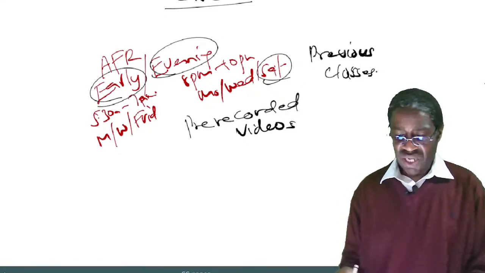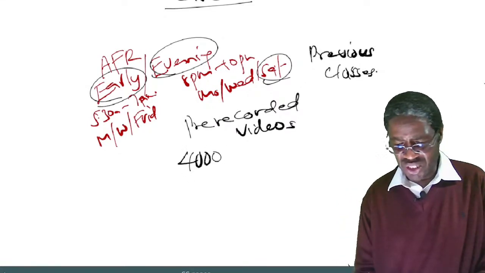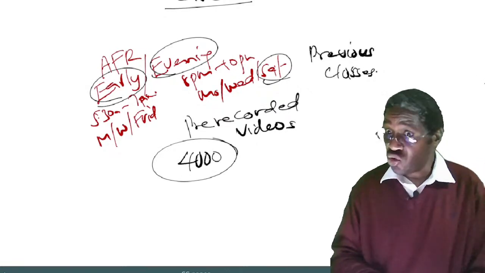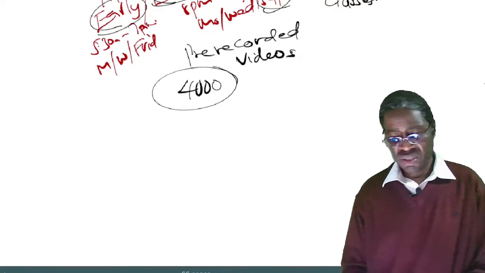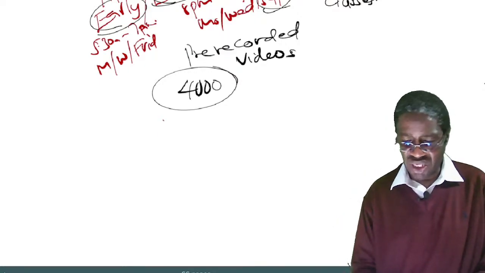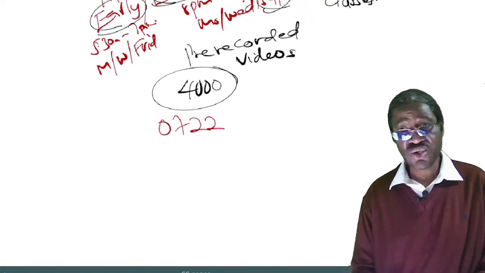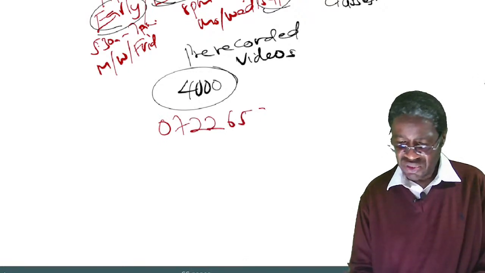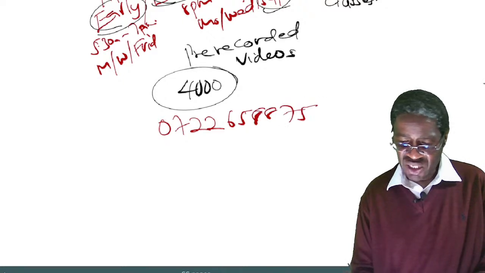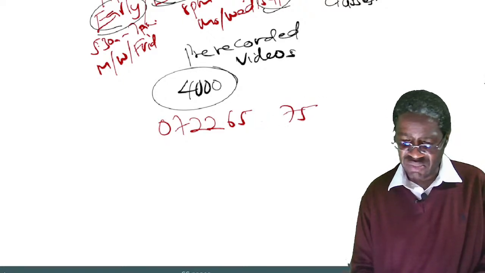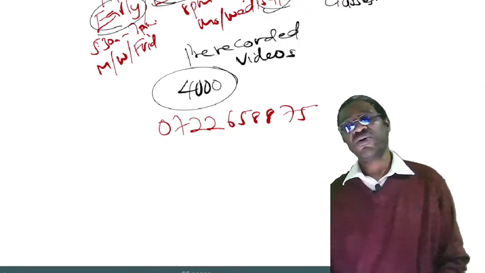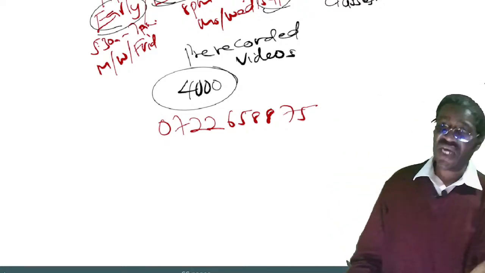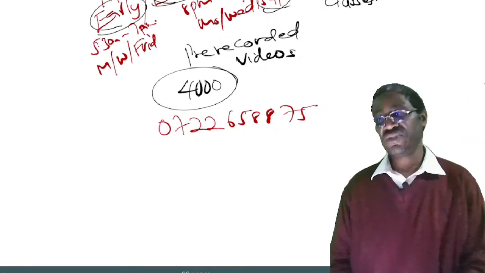That is it. Now, we are charging 4,000 shillings. But we also accept payments in installments. If you are interested, then you can call me on this number, 0722 658875. We can talk on how you get the videos of the previous class. If you are buying pre-recorded videos, fine, good.